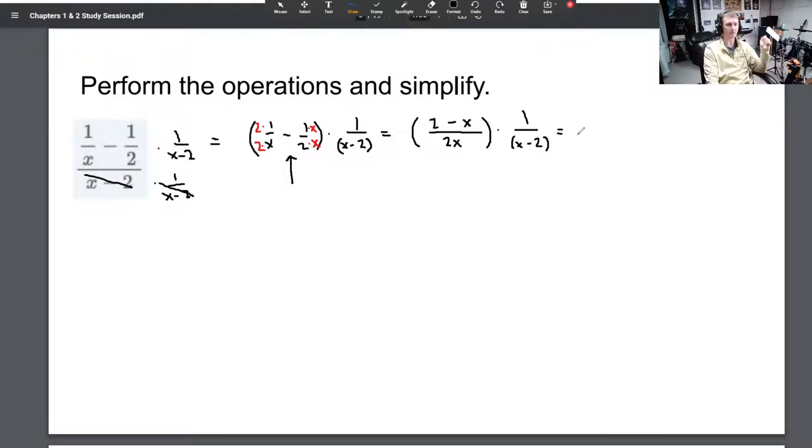All right, we are so close. What's next? Can we simplify this at all? How would you do it, Yeshia? Got a hint here. 2 minus x is kind of the thing we're going to work with.